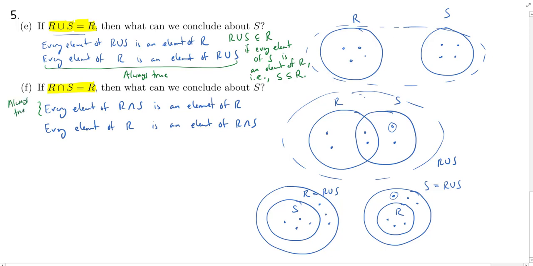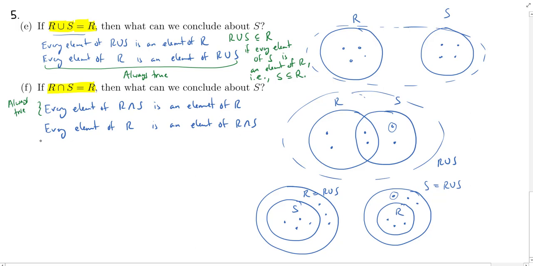Okay, let's see why. So every element of the intersection. So what is the intersection? The intersection is all of the elements that are both in R and also in S. Well, what's the first half of that sentence, right? Both in R. They're in R, right? So we're looking at elements that we know to be in R. So this first statement is always true.